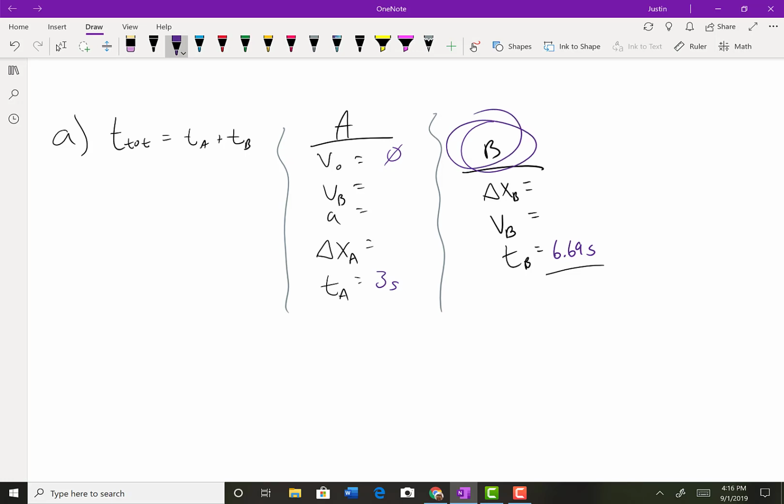For B, I have no acceleration, so really my only variables are the displacement for B, which is different from the displacement for A. These are not equal.